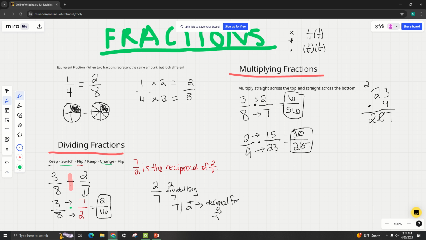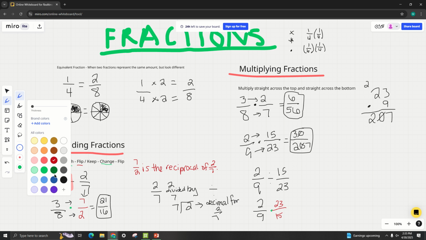So let's go ahead and do another example, just for funsies. Let's go ahead and use our 2/9 divided by 15/23. We're just going to change it into a division problem. So I have 2/9 divided by 15/23. I'm going to keep my first fraction of 2/9. I'm going to switch or change my operator from division to multiplication. And then I'm going to flip my second fraction, 15/23, to be 23/15.